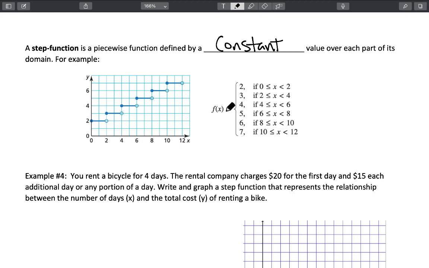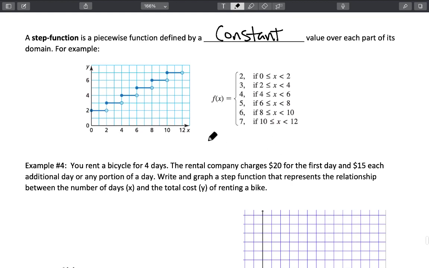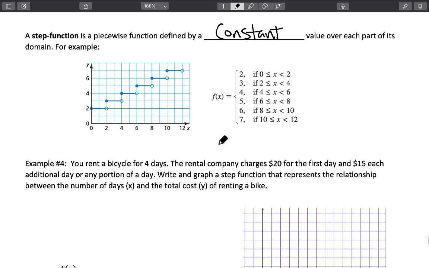And in this example, we have the function f of x is 2 when x is greater than or equal to 0 but less than 2. And as soon as it gets to 2, it's going to jump up to 3 until x is less than 4. And as soon as it gets to 4, it's going to jump up to 4. So on and so forth. So that's why this is called a step function. All right, so we're just going to simply introduce to you what a step function looks like, but we're not going to do much with step functions today.